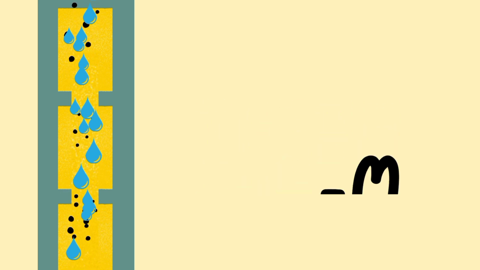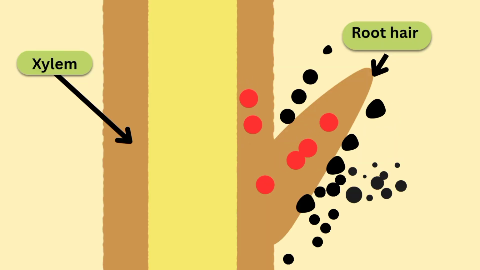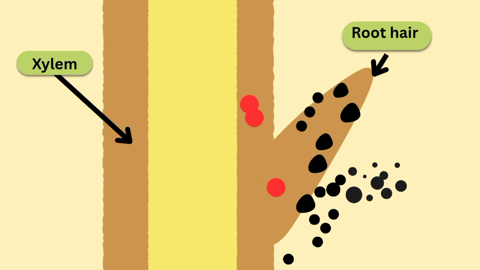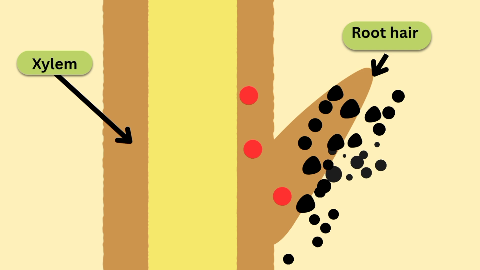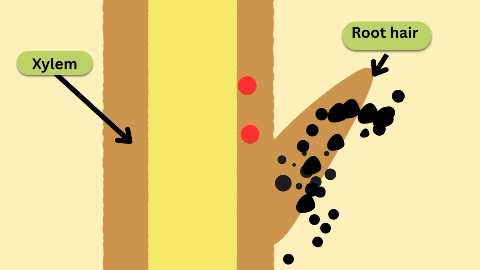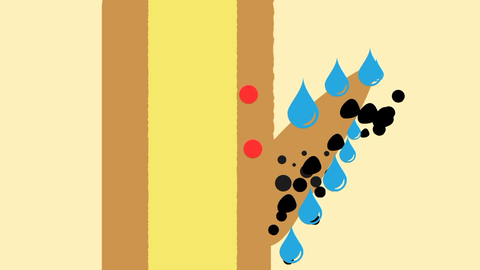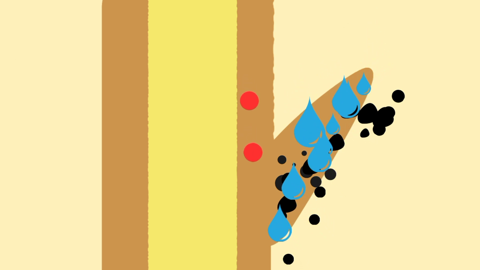We'll begin with xylem. Roots absorb ions like potassium, nitrate, etc. via active transport. This creates a higher solute concentration inside the root cells than in the soil. So, water moves from soil into the root cell via osmosis. This increases root pressure, helping push water into the xylem vessels.